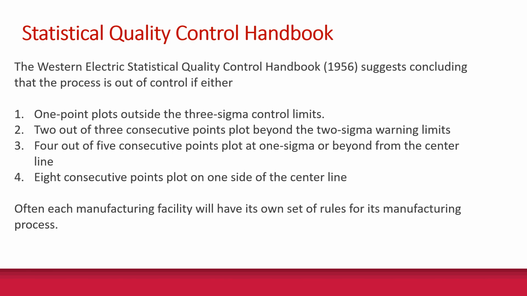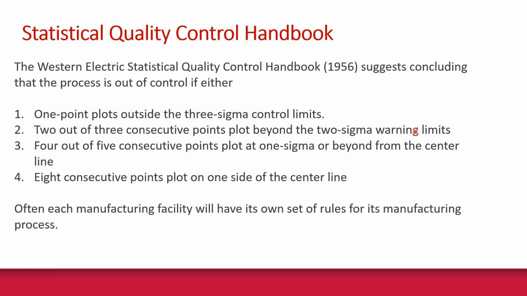There's a lot of theories on what's the best way to go here, and it depends on what book you look at. One standard book is the Western Electric Statistical Control Manual from 1956, which is over 50 years ago, but still has some very good stuff in it. It suggests that a process is out of control if you have any one of these conditions. If one point plots outside the 3 sigma control limits, or if 2 out of 3 consecutive points plot beyond the 2 sigma warning limits. A lot of people plot the upper and lower control limits at 3 sigma, but they'll also come in at 2 sigma and plot what are called warning limits.